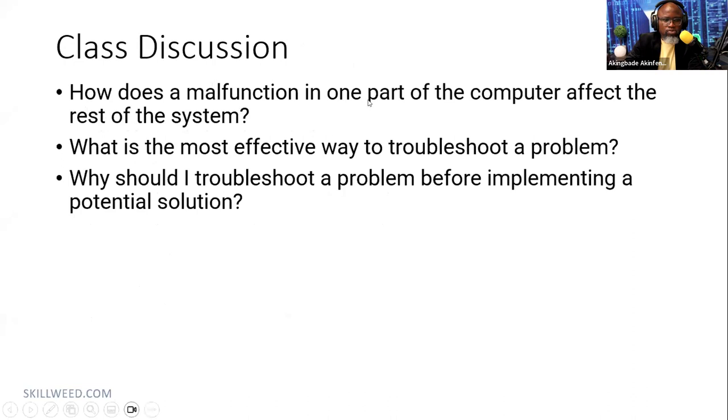So how does a malfunction in one part of a computer affect the rest of the system? It is dependencies, remember that, okay? We have dependencies in a computer system. If the RAM is not working fine, the hardware will never work, okay? If the hardware is not working fine, the RAM will not work. If the PSU, the power supply, is not working fine, nothing will work, okay? So this is how everything is connected.